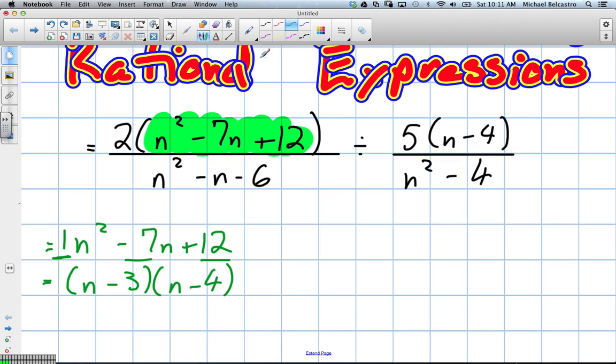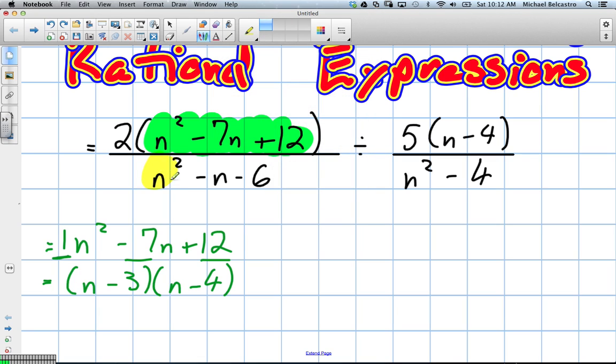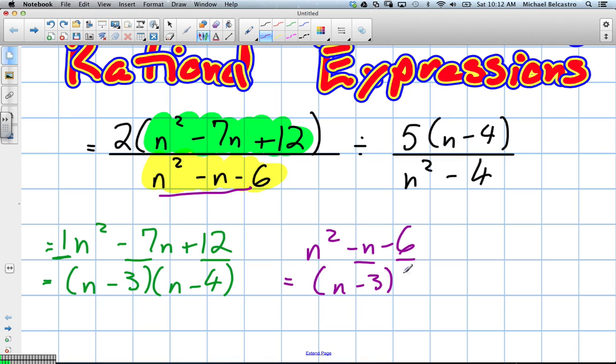The next thing we're going to look at is the denominator on this side. It is another trinomial, and yellow is going to be hard to see, so we'll do it in purple. Same idea, n squared minus n minus 6. Again, same idea, two numbers that multiply to negative 6 and add to negative 1. And we're left with n minus 3, n plus 2. So that's in factored form, so that's simplified.